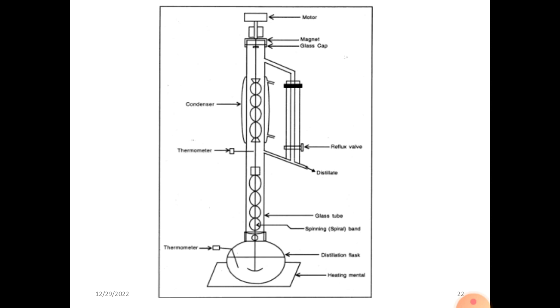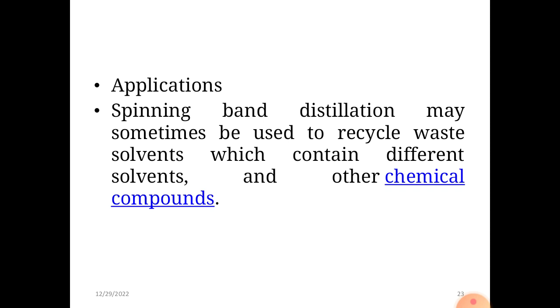Now we turn to the next point, that is, applications of the spinning band distillation process. Spinning band distillation may sometimes be used to recycle waste solvents which contain different solvents and other chemical compounds, generally to separate out waste solvent to recycle it. For example, methanol or acetone, which are heat sensitive, or cyclohexane, n-hexane, which are very nice organic solvents. Ethyl acetate is another one that can be separated.